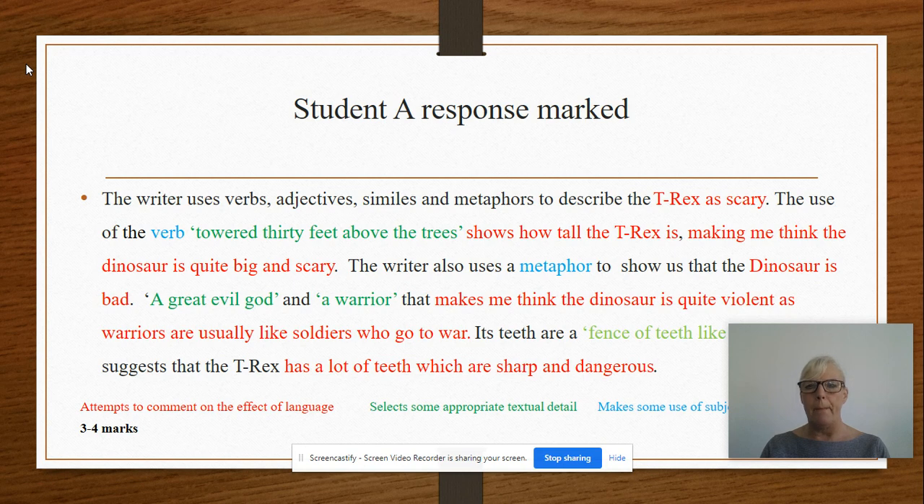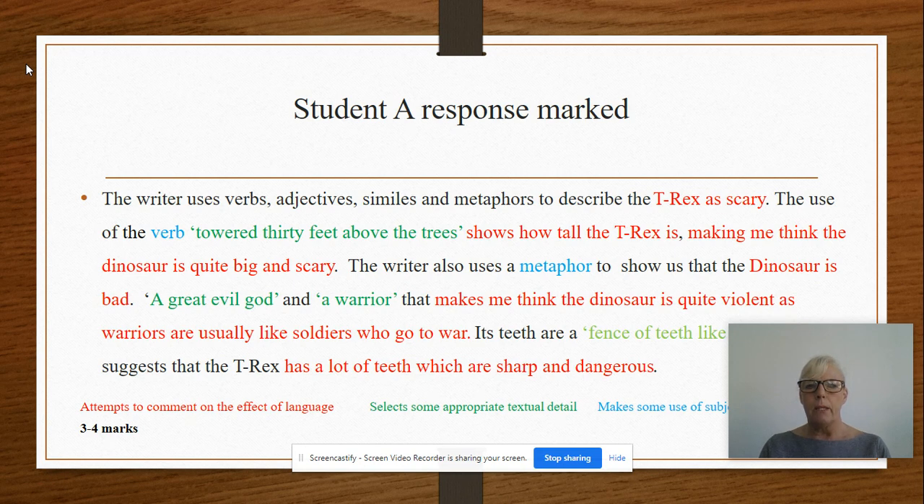We could have developed that more. But yes, it does tell me how tall it is. It tells me how big and scary it is. Maybe. All right, yeah. The writer also uses a metaphor. Yep, so we've got another use of subject terminology to show us that the dinosaur is bad. Okay, so there's another effect there. A great evil god, correct use of textual detail, so appropriate, and a warrior, so a bit more textual detail, which has been used appropriately.